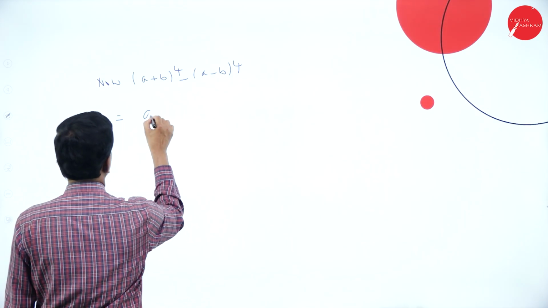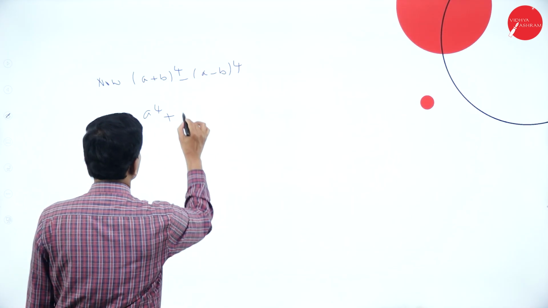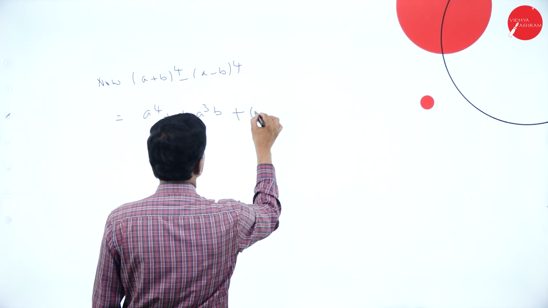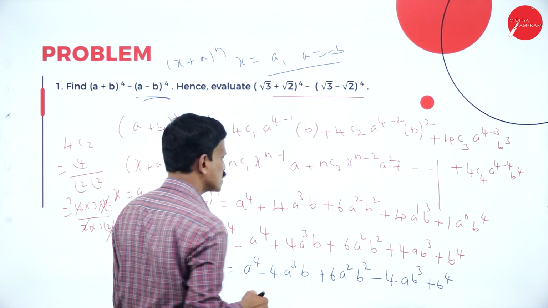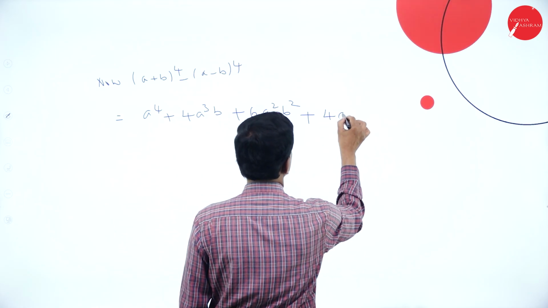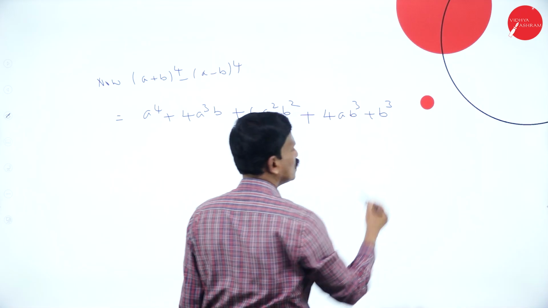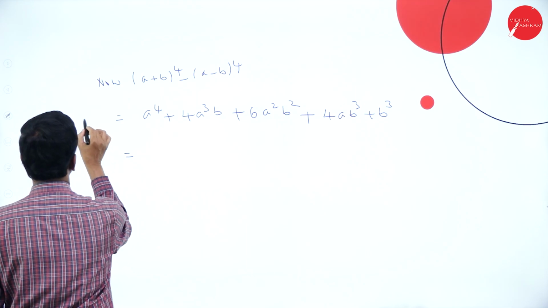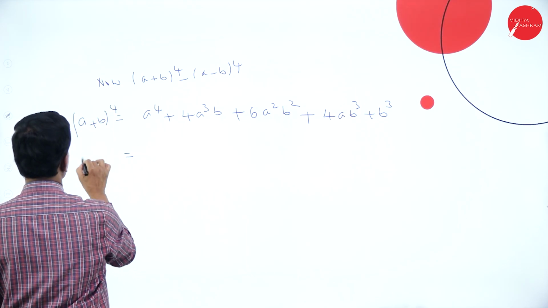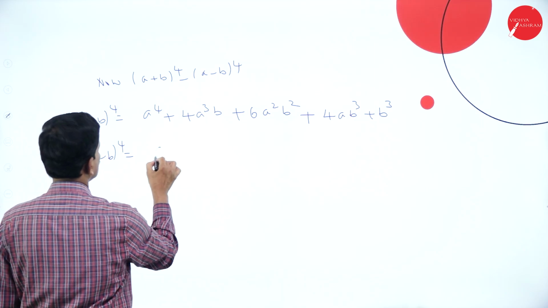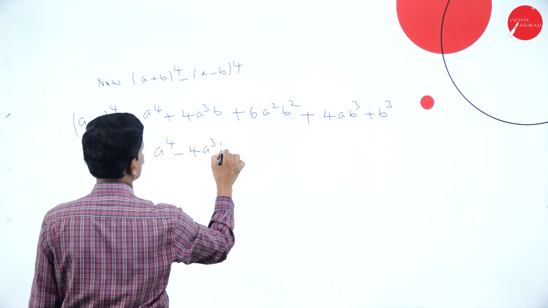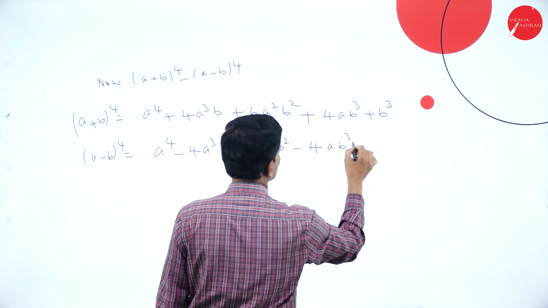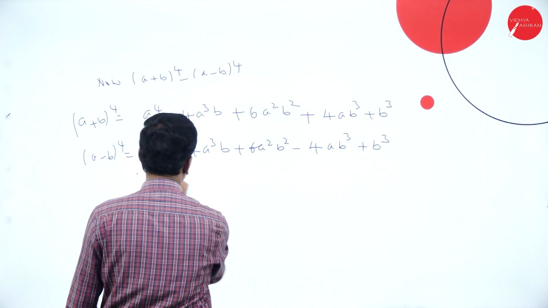This is just a to the power of 4 plus 4a cube b plus 6a square b square plus 4ab cube plus b to the power of 4. And what is a minus b? So a minus b to the power of 4 is a raised to 4 minus 4a cube b plus 6a square b square minus 4ab cube plus b to the power of 4. Now subtract this, that's it.